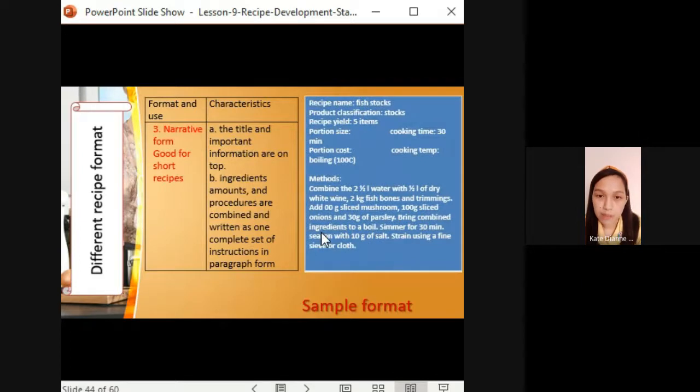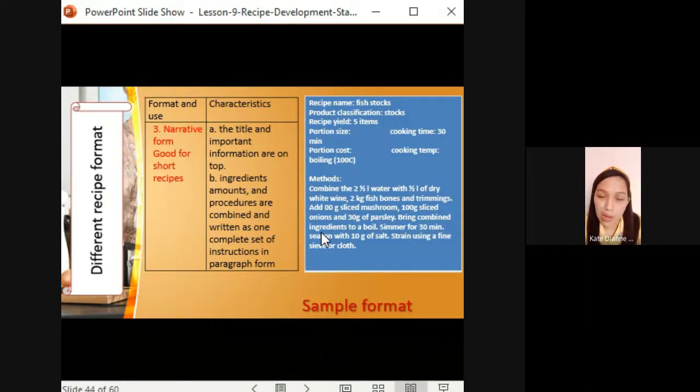Okay, proceed tayo number 3. Narrative form. Good for short recipes. Characteristic naman nito, ganun din, important information are on top. Ingredients, amounts, and procedures are combined and written as one complete set of instruction in paragraph form. So, kung i-compare natin siya sa ating standard form, narrative form from the word itself, para kang nag-narrate.